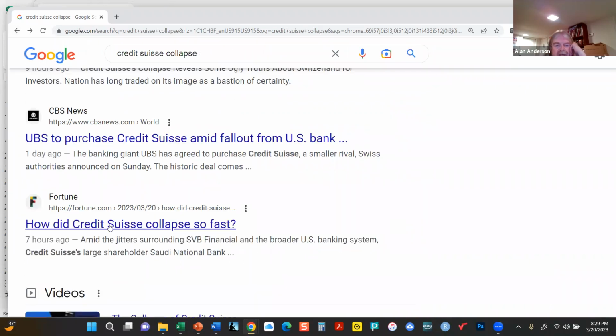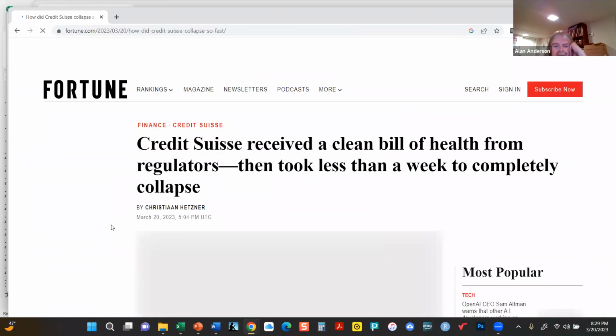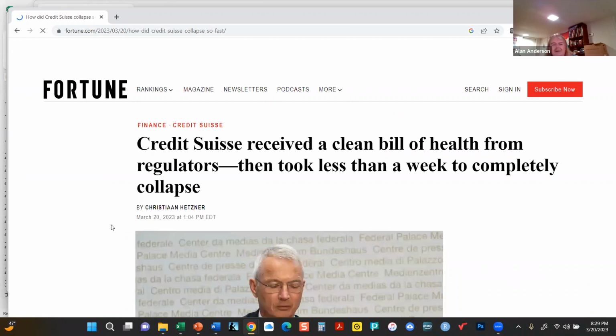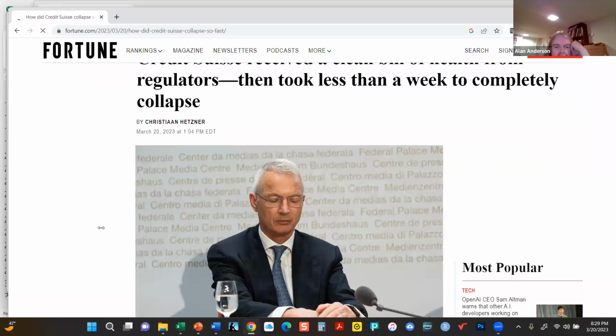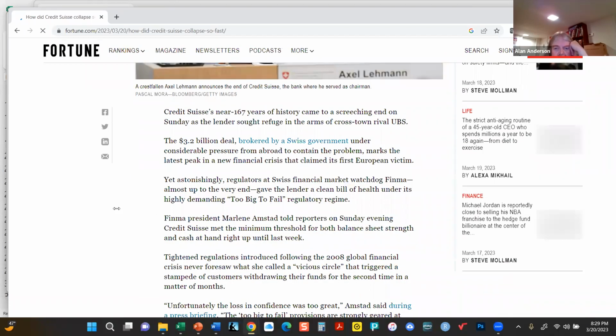How did it collapse so fast? All right, maybe this will help. Fortune is a good source. Now look at that. This is another thing that drives you crazy. The so-called banking regulators looked at their books and said, yeah, you're good. So that means they missed the boat too. They overlooked something, maybe deliberately. Credit Suisse had to be bought out, a $3.2 billion deal brokered by the Swiss government, from UBS.